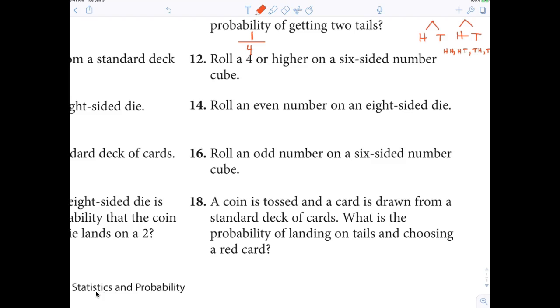4, 5, 6. That's correct. Out of how many possibilities? 6. That's correct, buddy. I wanted to hear what you had to say. 3 out of 6, which reduces to 1/2. Everybody okay with number 12? Good job. All right, let's look at 13.